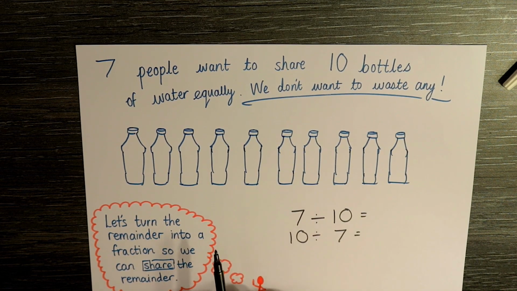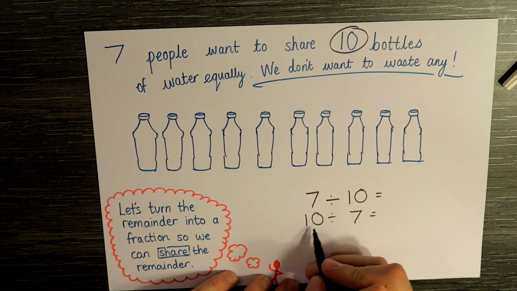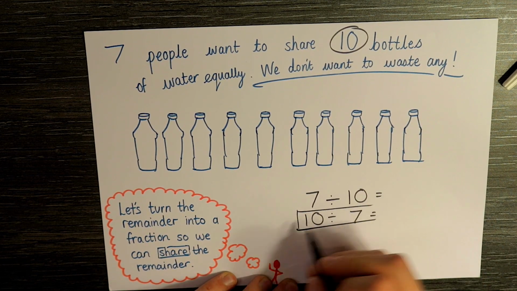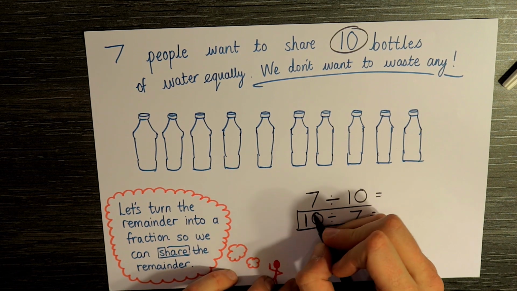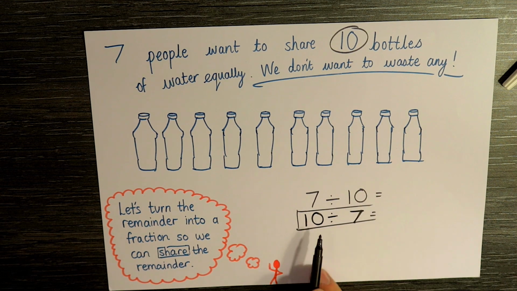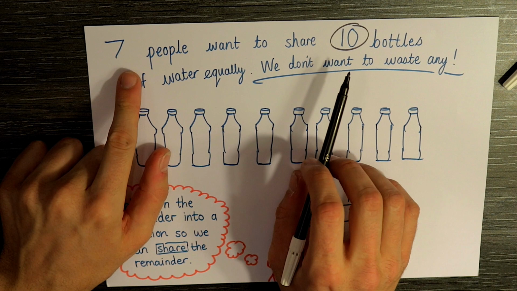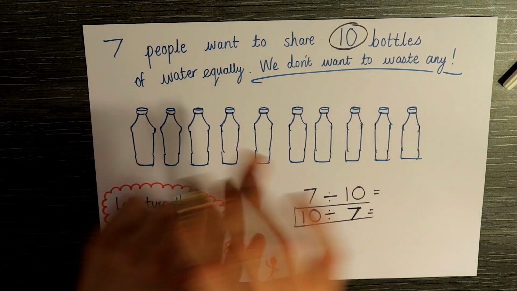It's obviously the bottles that we need to share. You can't share people to bottles. You have to share the bottles with the people. So the bottles is 10. So 10 is the question. 10 is the dividend, and 7 is the divisor, because we want to share the 10 bottles between 7 people. So remember, in a question, sometimes the numbers are not the right way round.